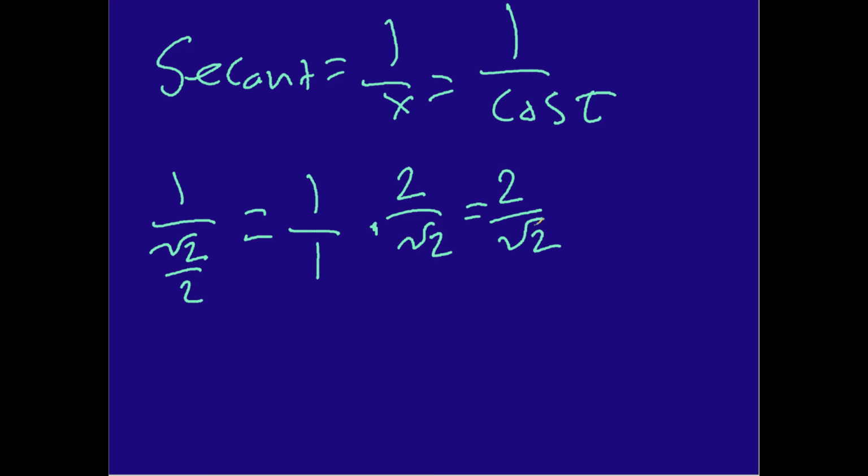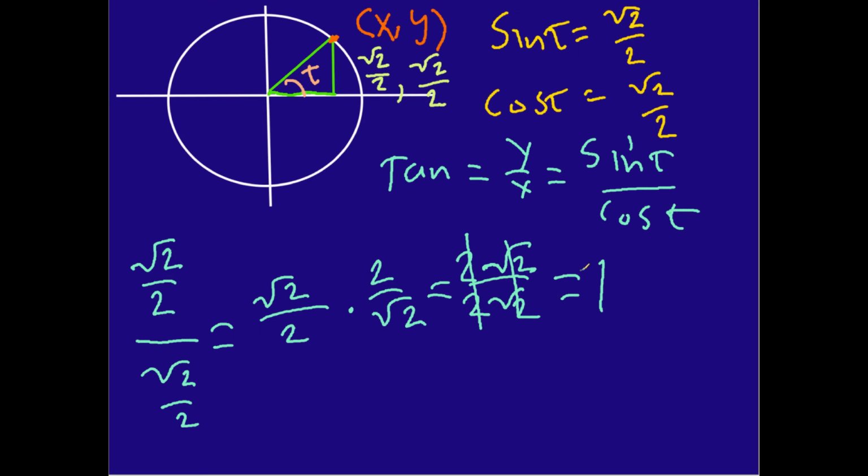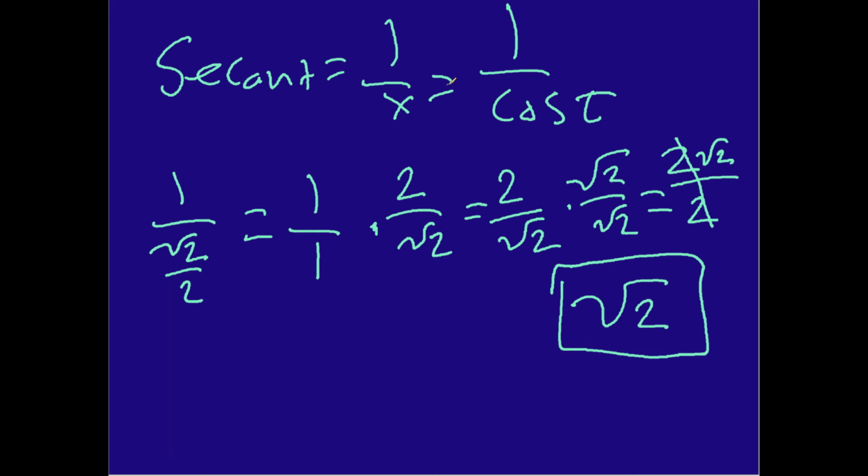Now we're not quite done because normally we don't like to have radicals in the denominator, so we rationalize the denominator. So we multiply by square root of 2, multiply by square root of 2. And so now I end up with 2 times the square root of 2 over 2. These cancel out, and I'm left with square root of 2 as my answer. So the secant in this particular situation, when we're dealing with a unit circle like this, where the coordinates are square root of 2 over 2, square root of 2 over 2, the secant is square root of 2. Again, it's just another ratio, another way of comparing the different sides, if you will.